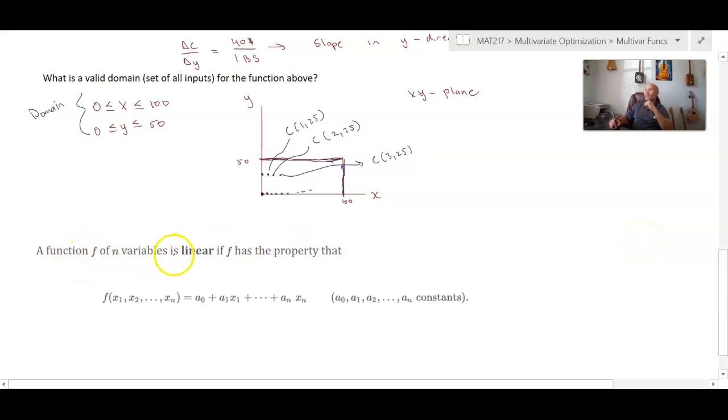Now we've already discovered this, and here's where we'll stop with introducing these ideas. A function f of n variables is linear if it has the property that, well, in this case, it has 1, 2, 3, 4, 5, I don't know how many variables it has. We'll just say it goes up to n variables. It could be 10, it could be 20. But it's going to have some z-intercept, which is going to be a0. And then notice this is the slope in the x1 direction, then the slope in the x2 direction, the slope in the x3 direction, and this is the slope in the xn direction.